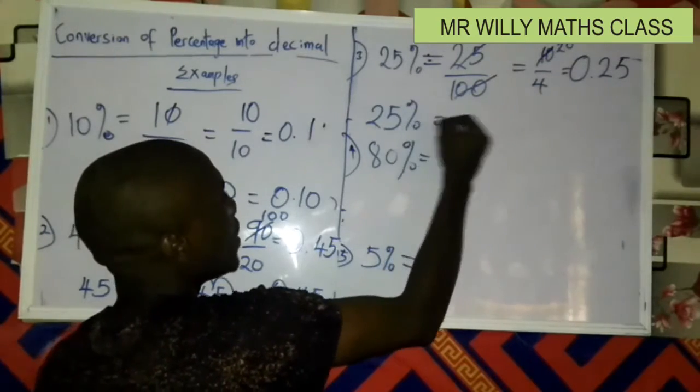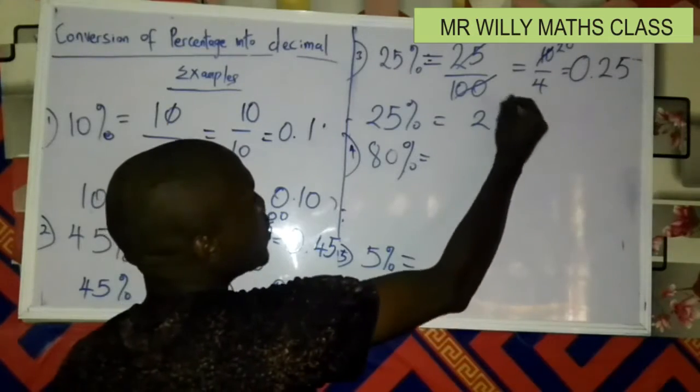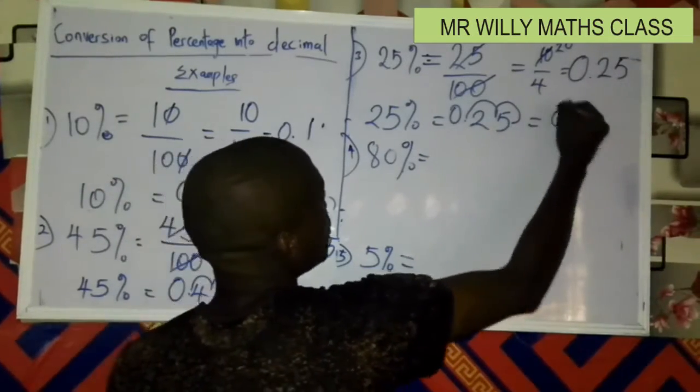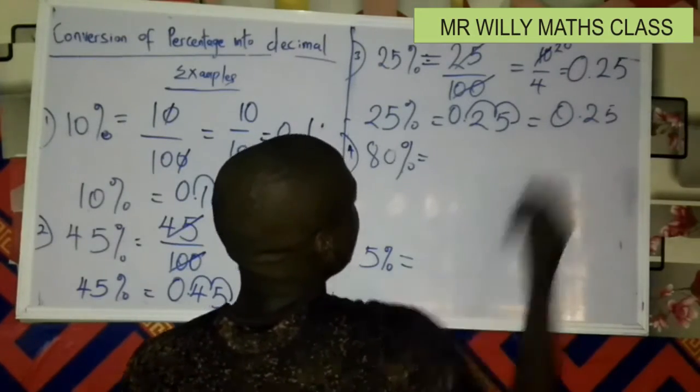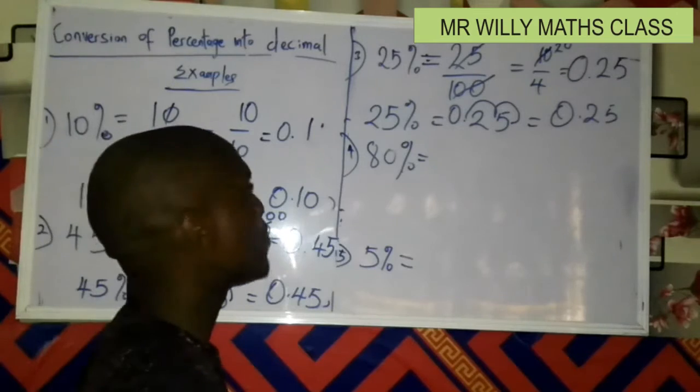You can also use the other method. For 25%, we write out the number, that's 25. Then you count 2 decimal places backward, that is 1, 2. Put your decimal and you write your 0. That will be 0.25. You can see that we're having a similar answer to the one we got when we used the first method.